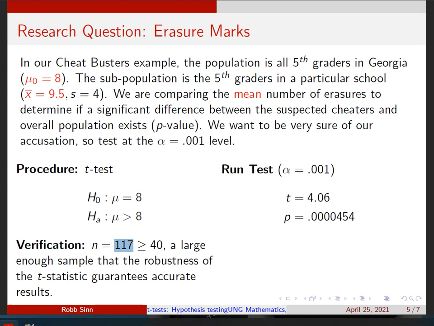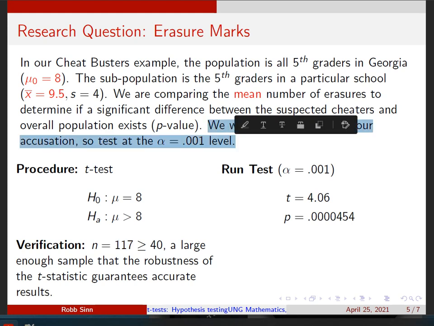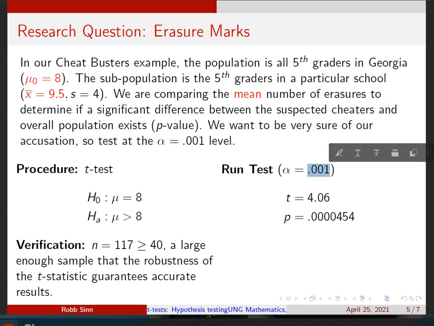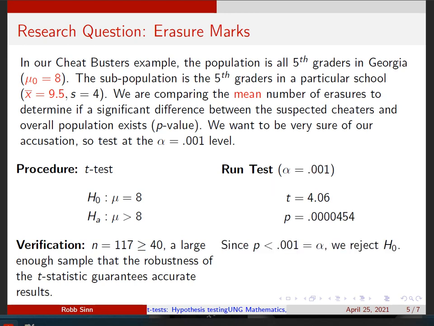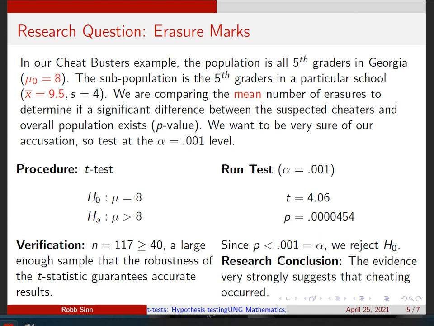Okay, so we ran a t-test. Now notice that we want to be very sure of our results. So we're testing at the alpha equals 0.001. And then notice this p-value, how small it is. That p-value, even though we're using a really small alpha, p is even smaller. So since p is less than 0.001, which is our alpha, we reject the null. And we have very strong evidence that cheating occurred.